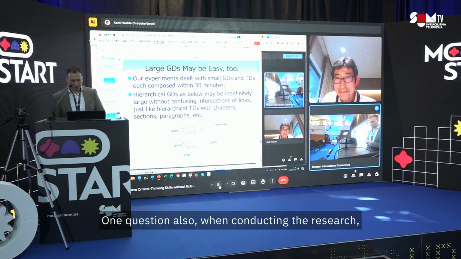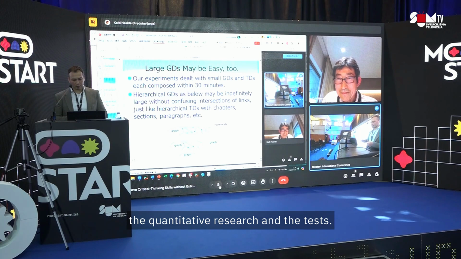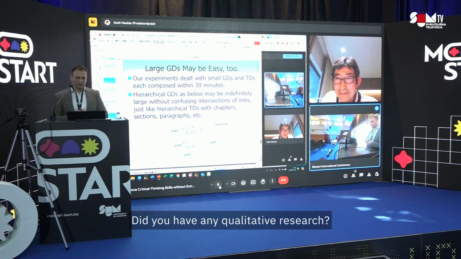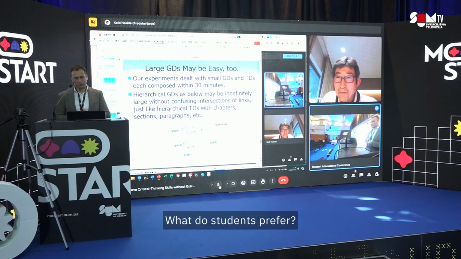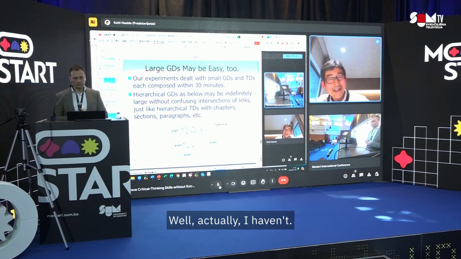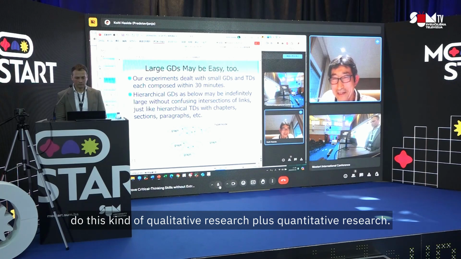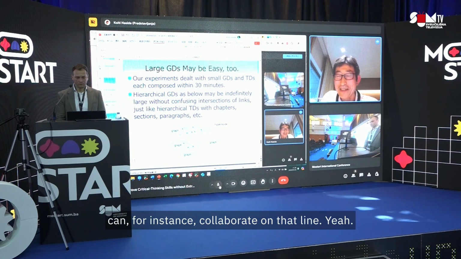One question also. When conducting the research, we saw that you have done the quantitative research and the tests. But did you have any qualitative research? So what do students prefer? Well, actually, I haven't. It would make a lot of sense to do this kind of qualitative research plus quantitative research. So it would be nice if we can, for instance, collaborate along that line.